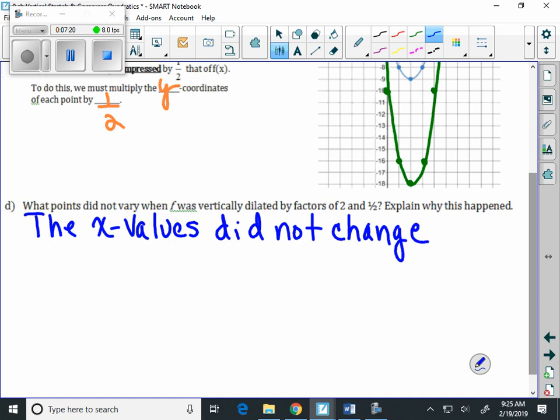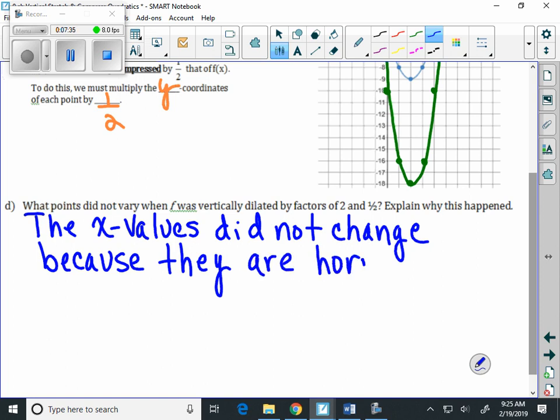And the reason is because they are horizontal. Or I'm going to put they are a horizontal factor. We only changed the vertical. We did not change horizontal.